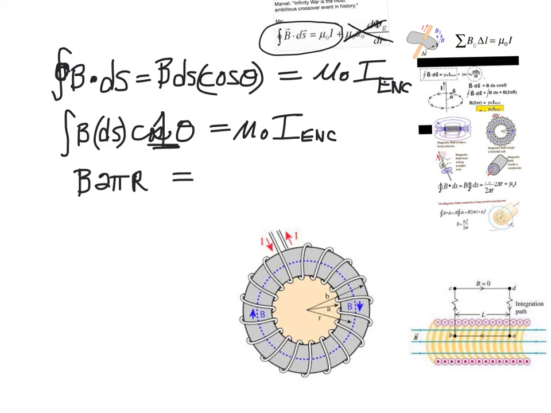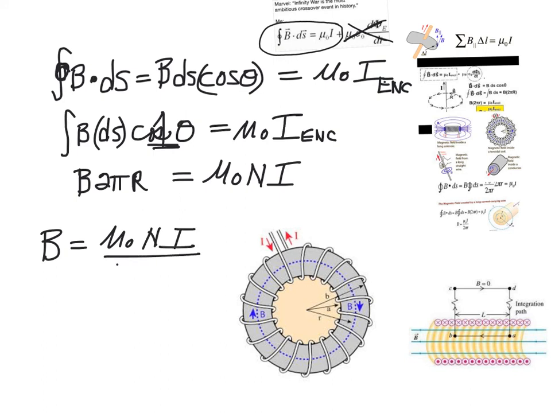And that's equal to mu naught I enclosed, and in this case that blue circle encloses every single winding. Look at it, it encloses every single winding of the coil. So in this case it's mu naught times the total number of windings times I, the current in the coil, and so we get the result that B for the toroid is mu naught N I, the total number of windings, divided by 2 pi r. So it does depend on r.